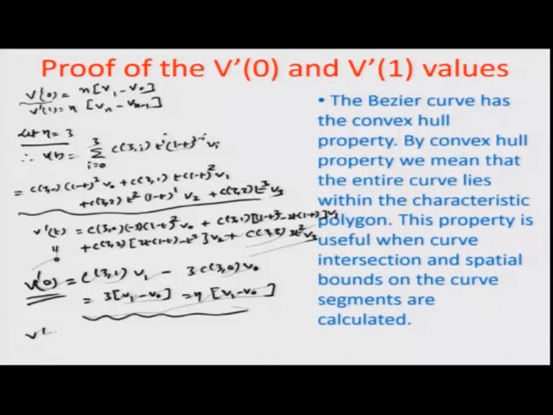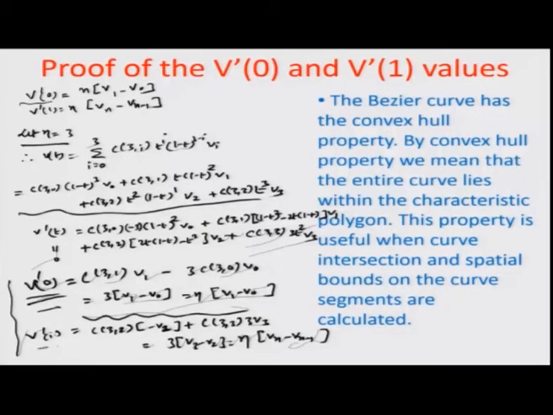Similarly, if I were to look at what is v dash 1 in this particular case, it can be represented as c 3 2 times minus v 2 plus c 3 3 times 3 v 3, which comes out to be 3 times v 3 minus v 2, nothing but n times v n minus v n minus 1. So, we can see that both these conditions, v dash 0 and v dash 1, are satisfied for something to be called a Bezier curve.